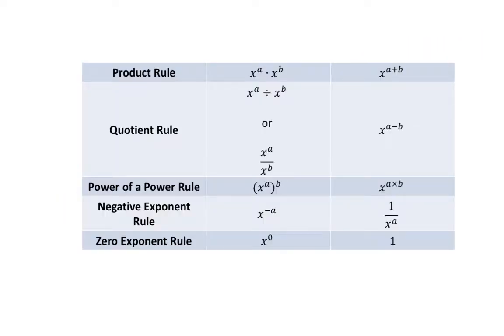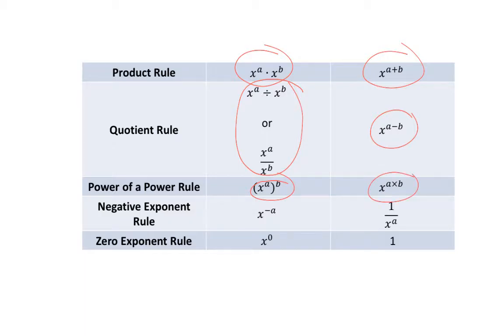Here are all the exponent laws. When you're multiplying powers with the same base, you add the exponents. When you're dividing powers with the same base, you subtract the exponents. When you have a power raised to another power, you multiply the exponents. When you have a negative exponent, you write its reciprocal and the exponent changes from negative to positive.